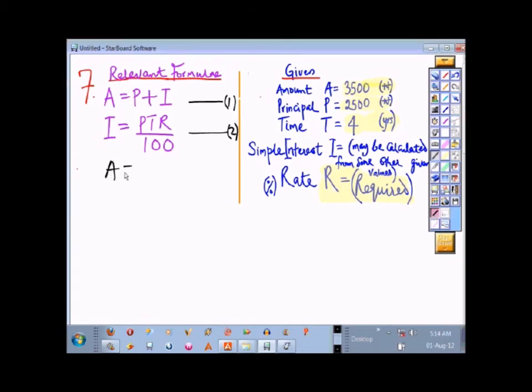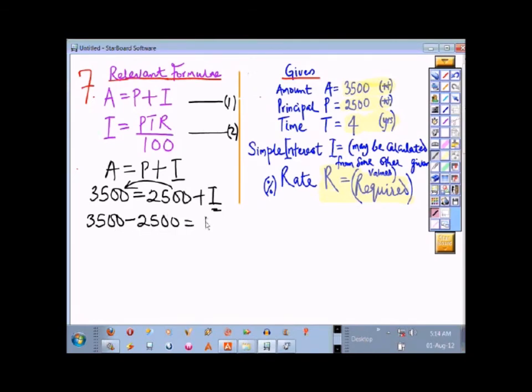A is equal to P plus I. That is 3,500 is equal to 2,500 plus I. Now transferring this 2,500 to the left side of the equality sign in order to isolate this I here, we have 3,500 minus 2,500 is equal to I.